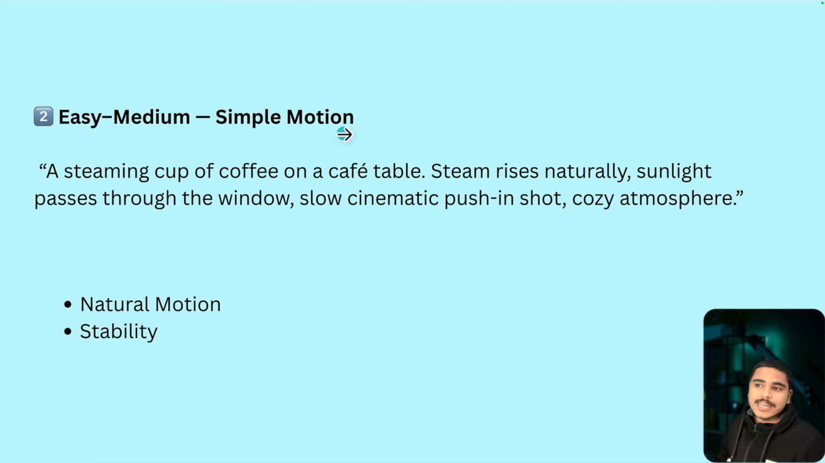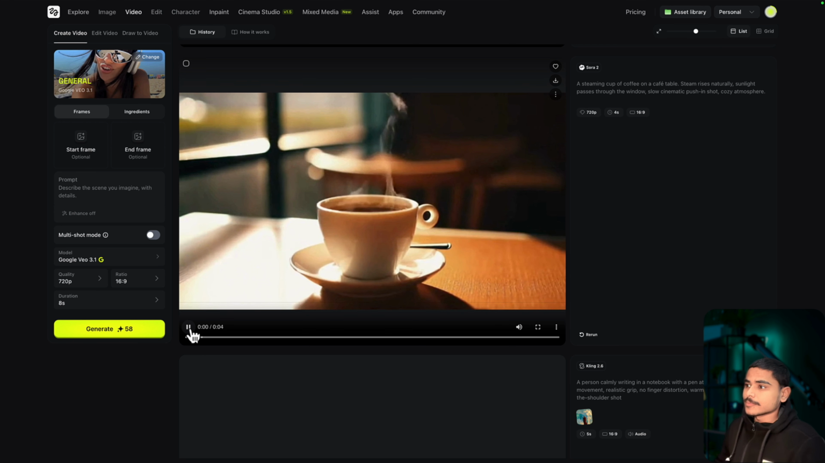Let's move on to our second prompt where we are testing the natural motion and stability. Here we are going to generate a cup of coffee on the table in a cafe where steam rises naturally with sunlight passing through the window, slow cinematic push-in shot, cozy atmosphere. This is what Sora generated. Let's see.